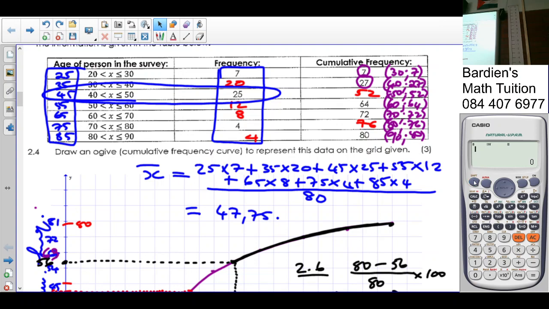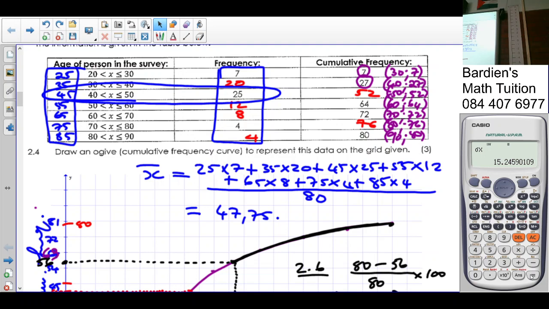Now we press shift 1, 4 for variance, 2 for mean: 47,75. You see? For standard deviation, shift 1, 4 for variance, 3 for standard deviation. Your standard deviation is 15,24 or 25. Okay? If that question comes as a combination of the two, it's 6 or 5 marks.